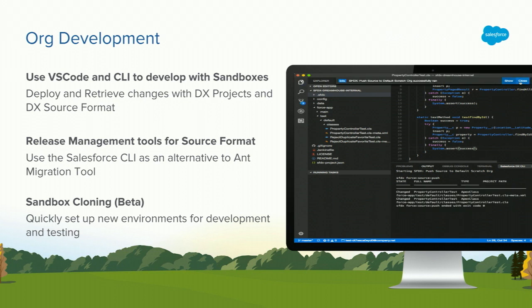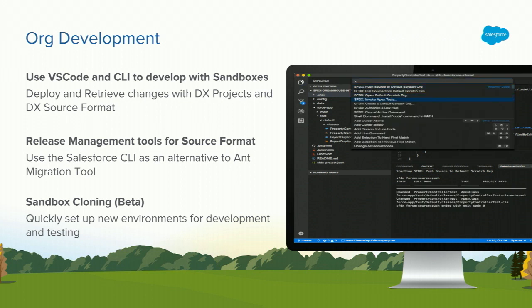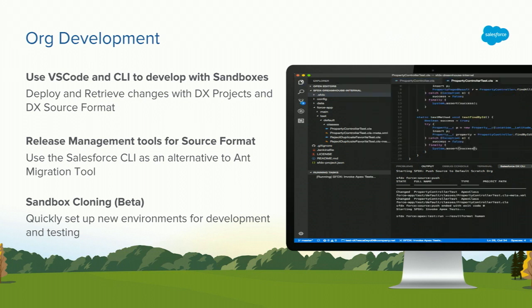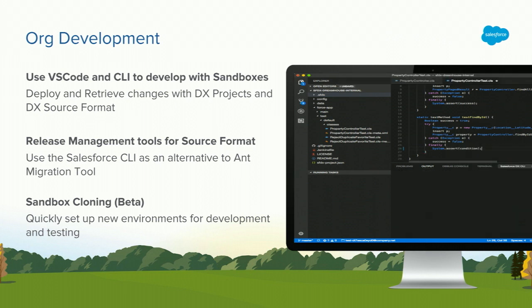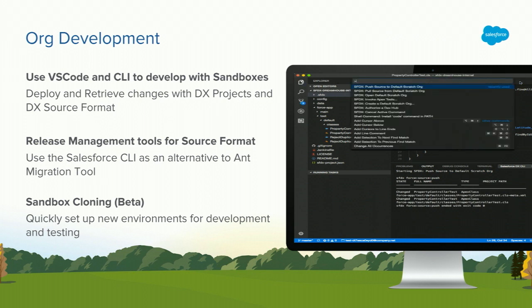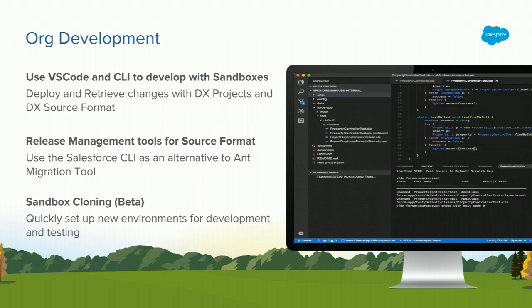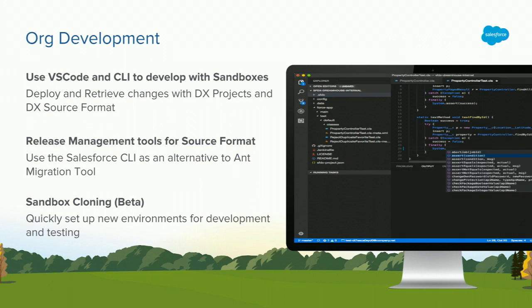and migrate changes. So in our next release, we're happy to announce VS Code and CLI working over the new DX source to develop with sandboxes. This means that you can now have a DX project that's built around this org development, sandbox development, so you can easily extract your diffs from a sandbox and move them to other environments, including your production org, all with our new DX source format.